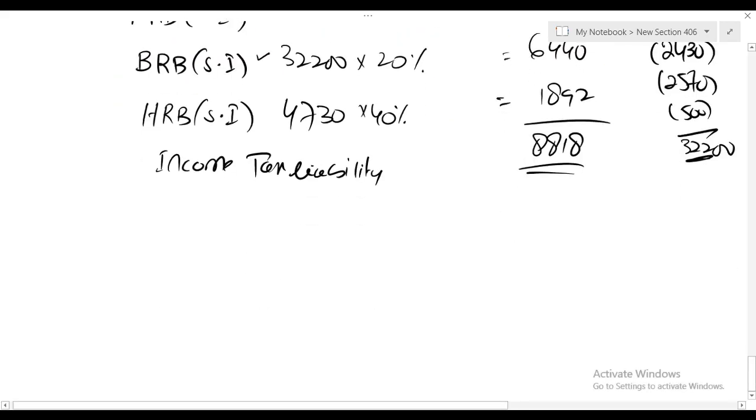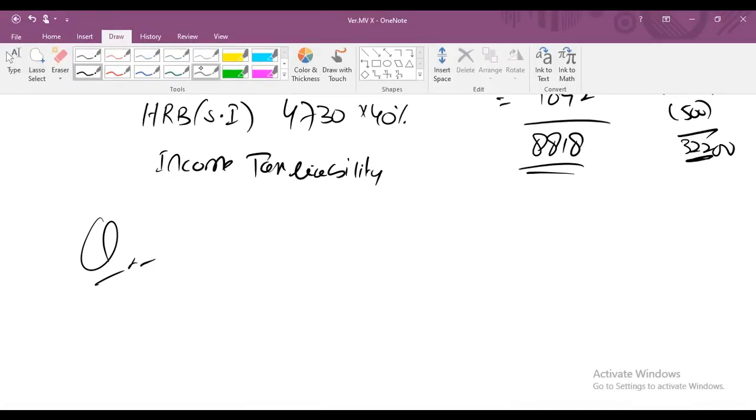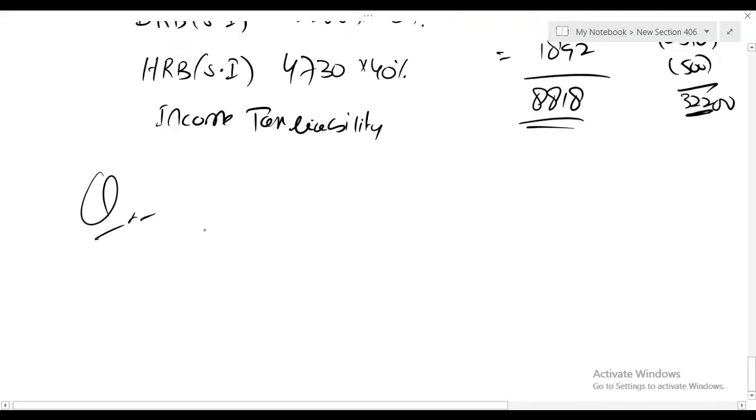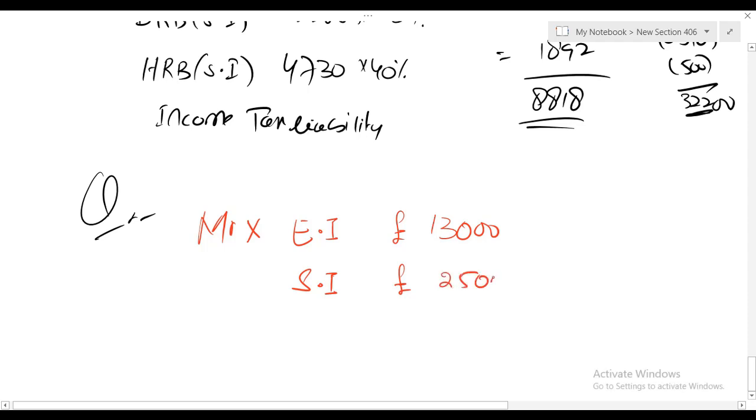Let's move to another question. Let me change the color. Once again, Mr. X is having, let's say, employment income of 13,000. He's having saving income of, let's say, 25,000. The requirement is to calculate income tax liability.